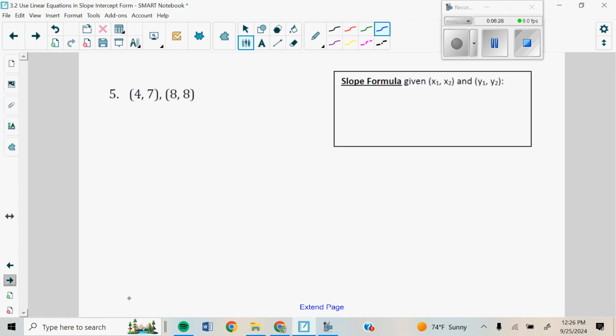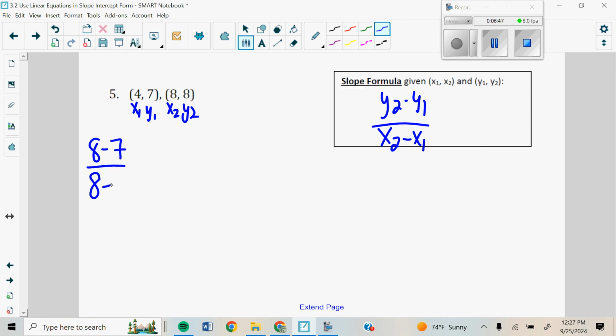All right, so slope formula, you have it: y2 minus y1 over x2 minus x1. So x1, y1, x2, y2. All right, find the slope, 8 minus 7, and then 8 minus 4. And so we end up with a slope of 1/4.